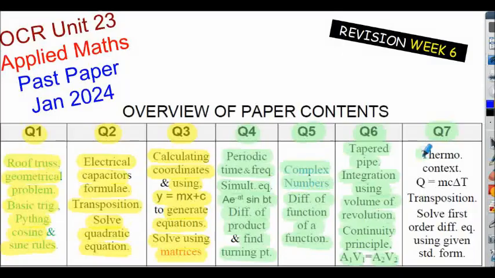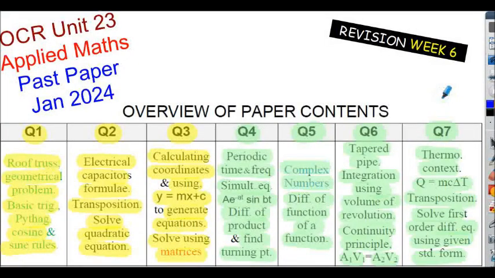Finally, question 7 is a thermodynamics context. We're given an equation, Q equals mc delta T. Initially we have to transpose the equation, but the latter part of the question involves solving a first order differential equation, but using a given standard form in the question. So that's an overview of the questions, and on the following slides I will just show you these solutions.